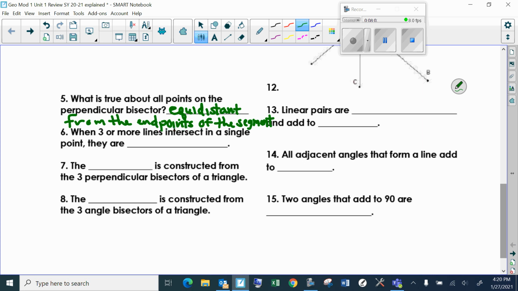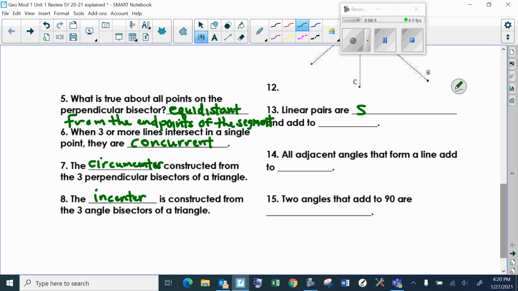When 3 or more lines intersect in a single point, they are concurrent. This is from constructions that we're doing. The blank construction, the 3 perpendicular bisectors, that's the circumcenter. That's the one that I drew in class. It creates a circle around the triangle through the 3 vertices. The other one's the incenter. Creates a circle inside the triangle. That comes from the 3 angle bisectors.